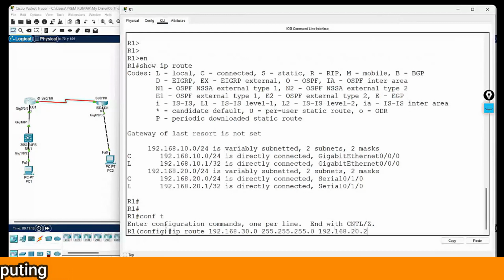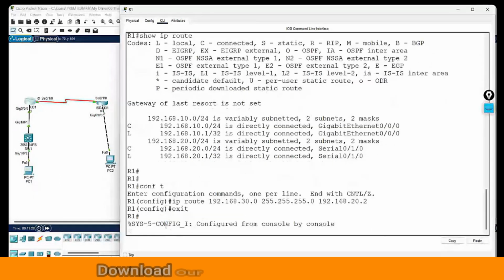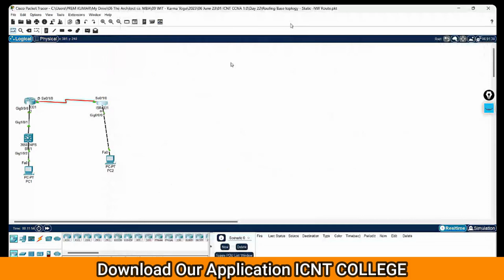Enter. Now what I did is added one route in the routing table. How do I verify this? Again, show ip route. Now see how many routes are there now. So R2 also we need to add now. Look how we added it for R1, right? The same way we have to add it for R2 also.